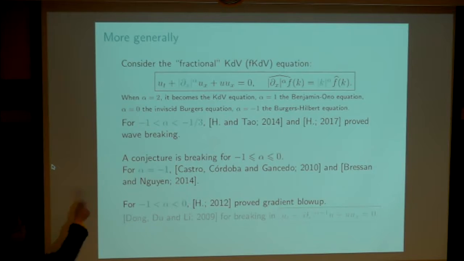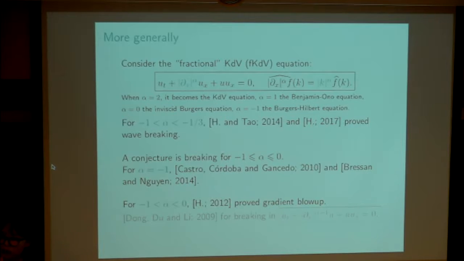When alpha is -1, for the Burgers-Hilbert equation, there is some supporting evidence of wave breaking. There's a Spanish group who proved that the gradient blows up, that the derivative blows up in finite time. And the Penn State group treated this equation just like a hyperbolic conservation law, and they worked out a weak entropy solution, which is bounded for all time. But the uniqueness and other issues are all open.